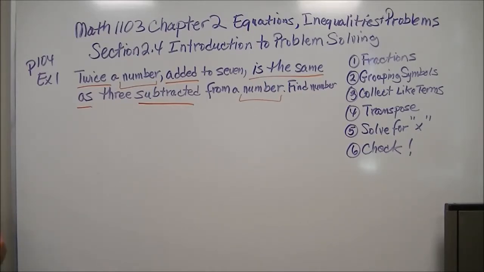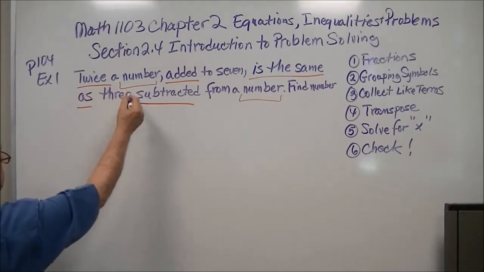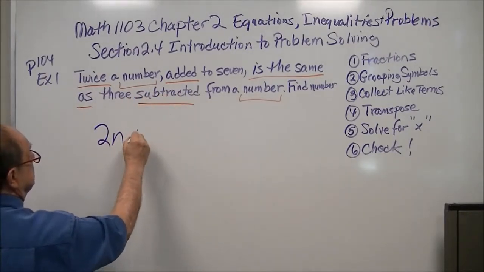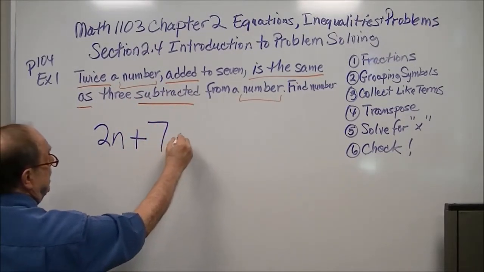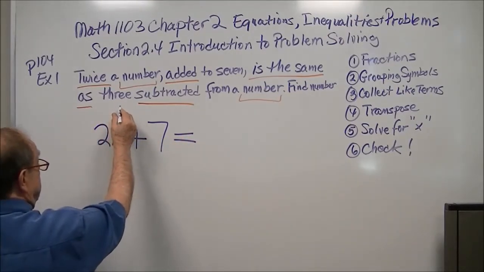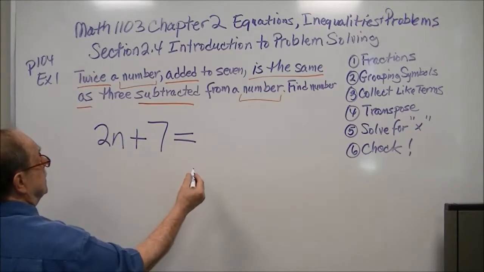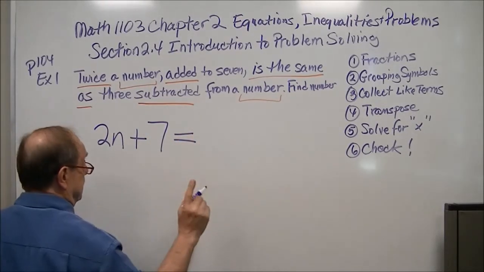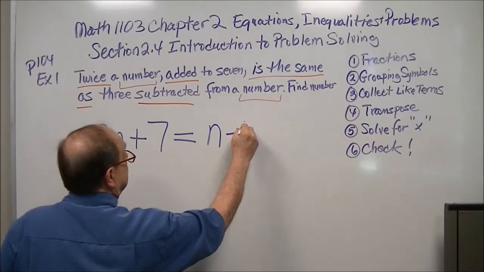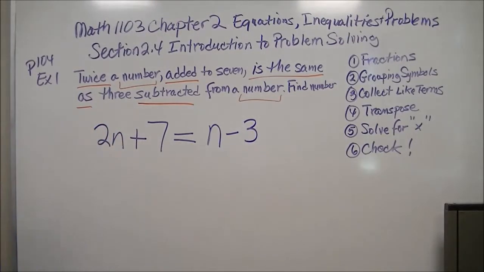So let's start off. This one's sort of an easy one. Twice a number added to 7 is the same as 3 subtracted from a number. Now you don't put the 3 first here. We had gone over that. Here's the number, subtract 3 from it. So there is your basic equation that we got pretty much from just translating from English into algebra.